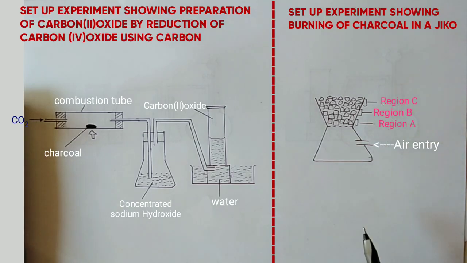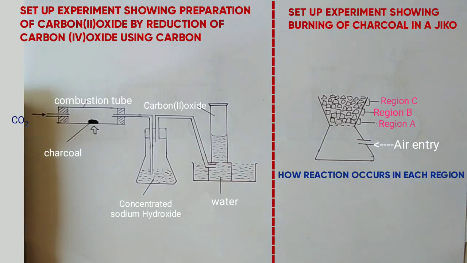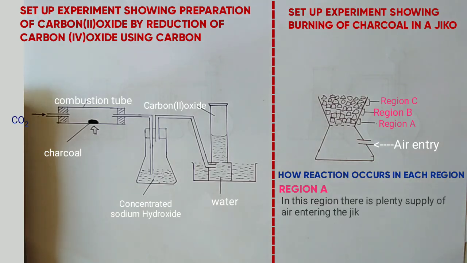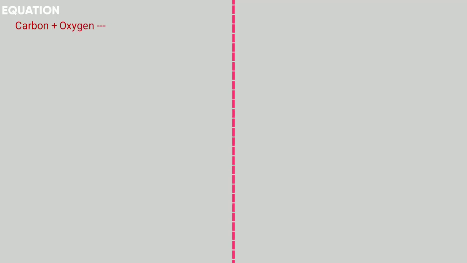Now in region A, there is plenty of air supply entering the furnace, allowing complete combustion of carbon to form carbon-4 oxide. The equation is carbon plus oxygen gives carbon-4 oxide. Chemical equation is C solid plus oxygen gas gives you CO2 gas.